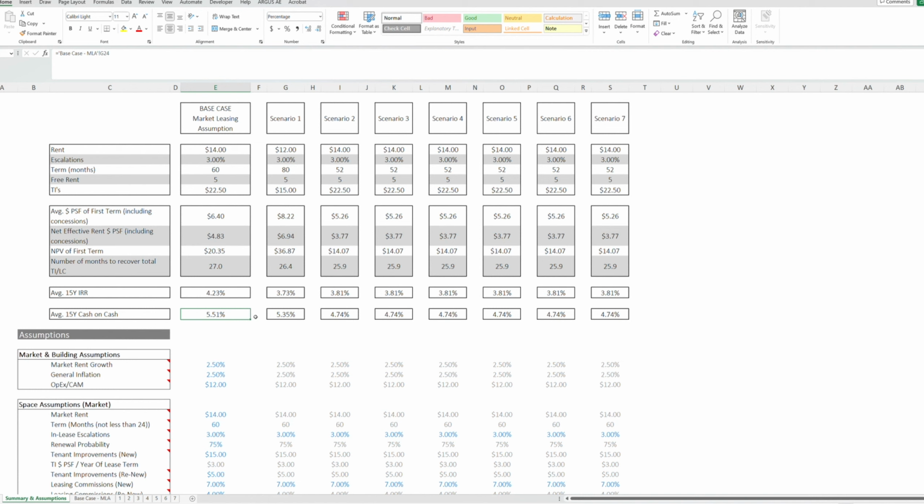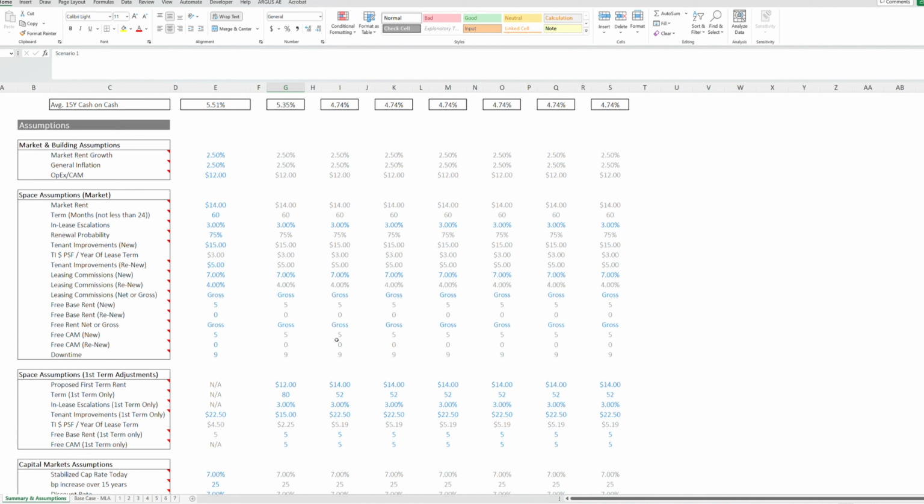maybe that's not as big of a deal. So you're focused more on cash on cash. Here, they're not that far off. You can maybe make a little tweak here or there, and you can get these two numbers to be pretty much the same. You can look at the net present value of just the first term of these. You can look at the net effective rent, including concessions, of the two of these. There's all of these metrics that you can use to compare lease A versus lease B.